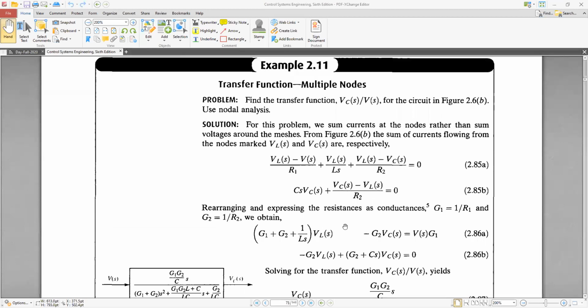So let us look at the transfer function with multiple nodes. Find the transfer function VC(s) by Vs for the circuit in figure 2.6.b. Use the nodal analysis. For this problem, we sum currents at the nodes rather than the sum of voltages around the meshes. From figure 2.6.b, the sum of the currents flowing from the nodes VL and VS are represented respectively. So what is the current flowing? (VL minus VS) divided by R1 plus VL by Ls plus (VL minus VC) by R2 equals 0.